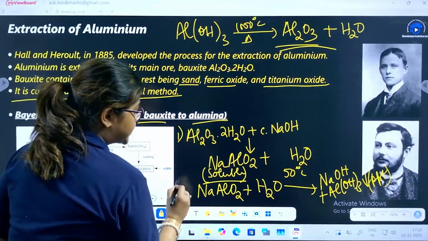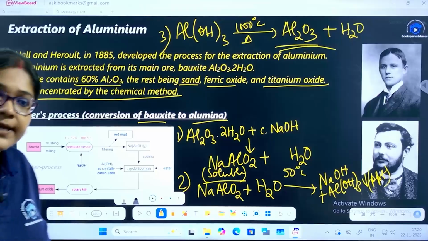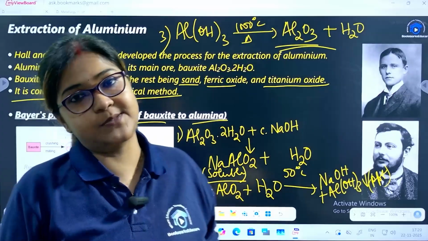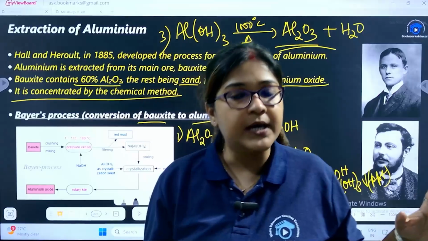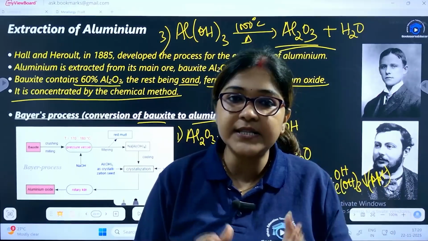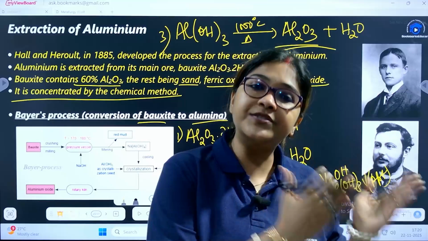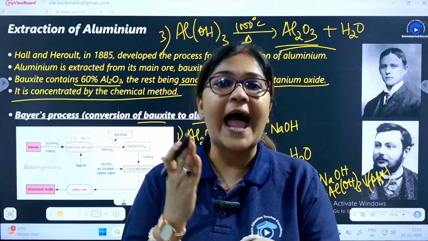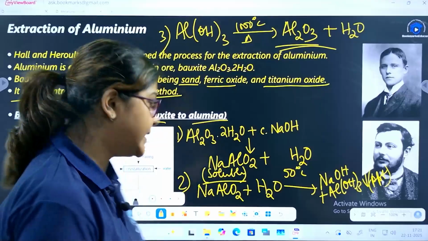How many reactions am I having here? 3 reactions. Okay. So this total process where bauxite is being converted to alumina is known as the Bayer's process. This is basically the concentration of the ore and generation of the oxide ore. Right.